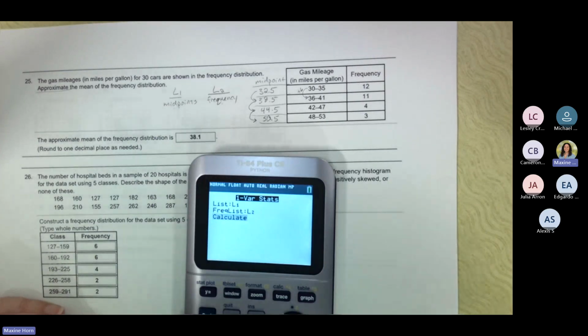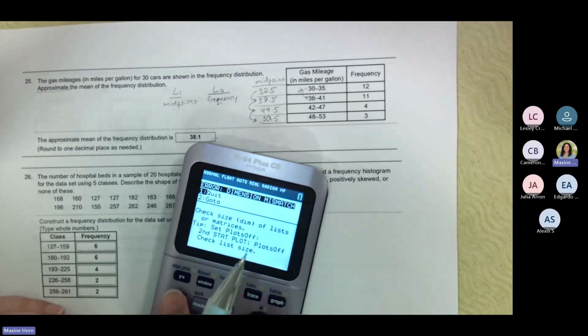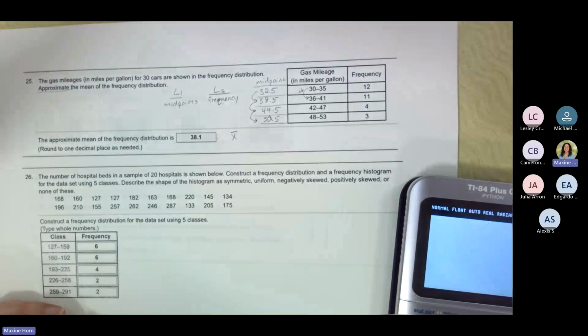Well, okay, I am going to hit calculate. I didn't put numbers in, so it's like you have an issue there. But remember, the mean is the x-bar, right?